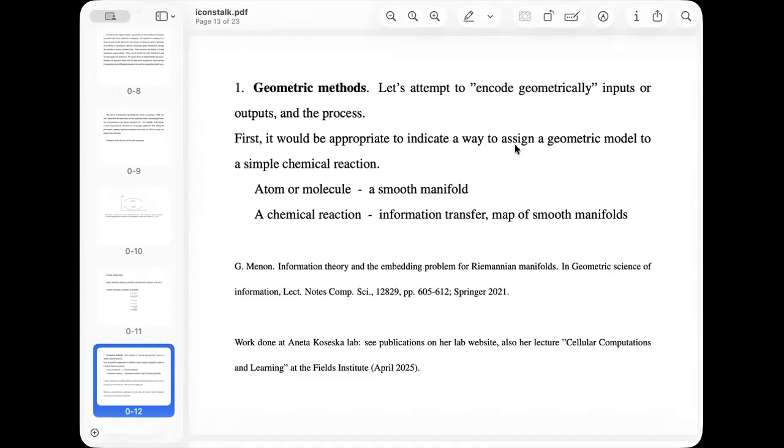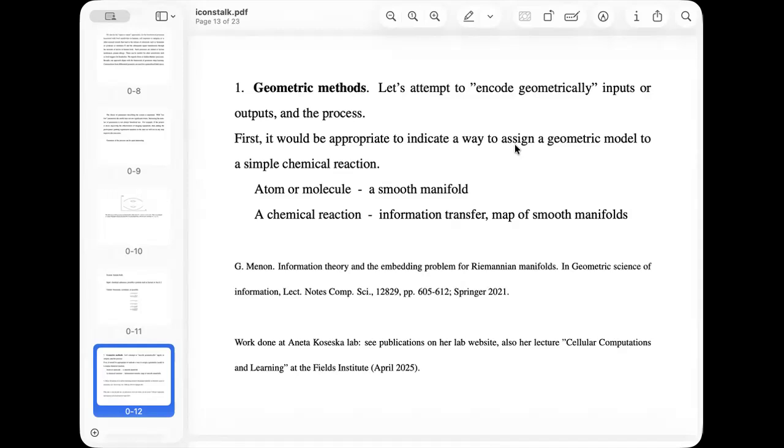Since the input is a chemical element, let's attempt to encode that somehow geometrically. The simple situation is when the process is just a chemical reaction. If we want to use differential geometry, then with an atom or a molecule, we should associate a smooth manifold. A chemical reaction would be a map between smooth manifolds. In geometric information theory, it is common to realize information transfer as a map of smooth manifolds.